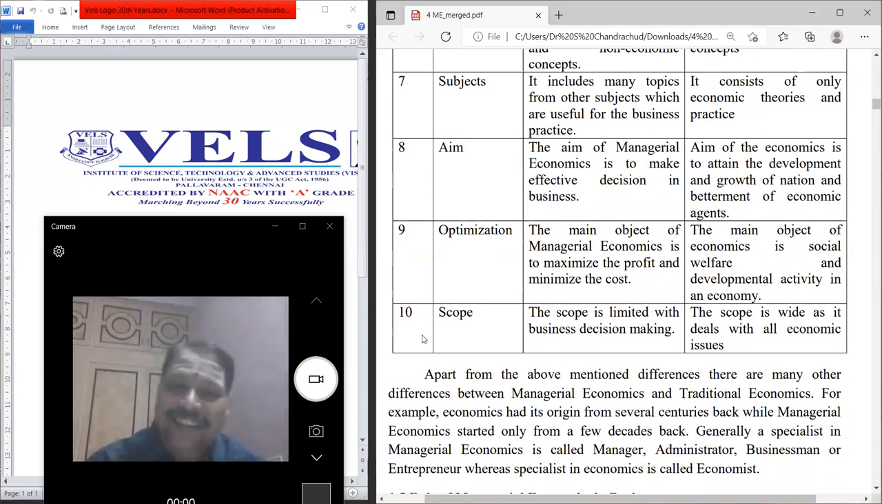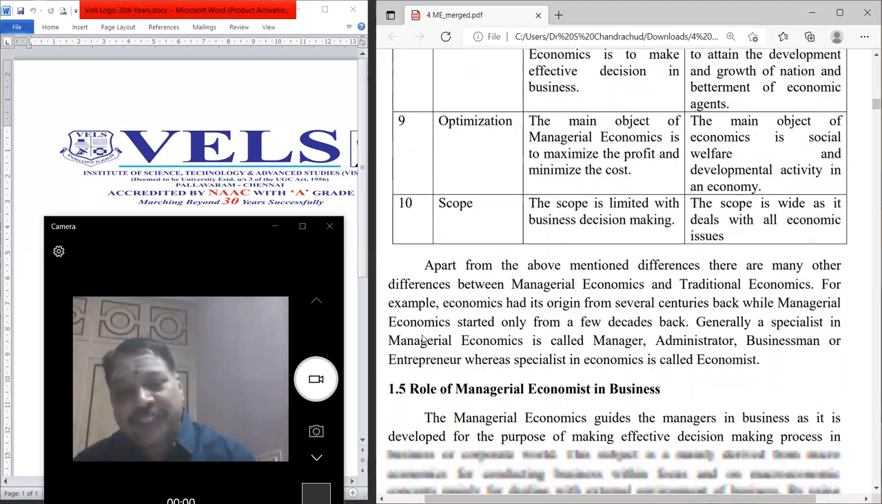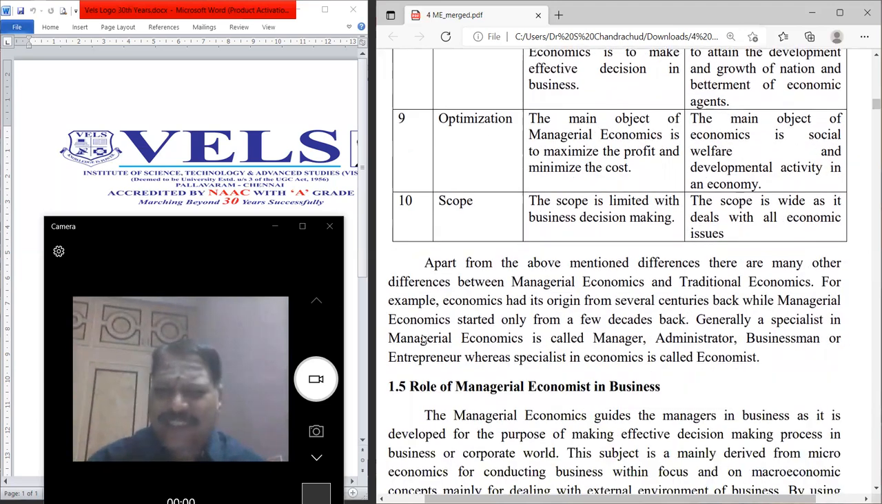Finally, this is the last difference, about the scope. The scope is very limited for managerial economics because it started only a few decades back, but the scope of traditional economics is very wide because it deals with all economic issues. Apart from the above mentioned differences, there are many other differences between managerial economics and traditional economics.